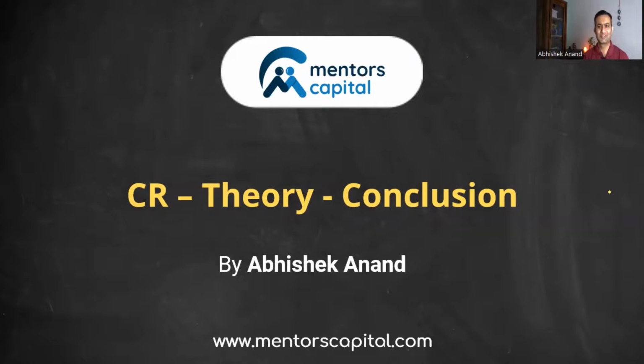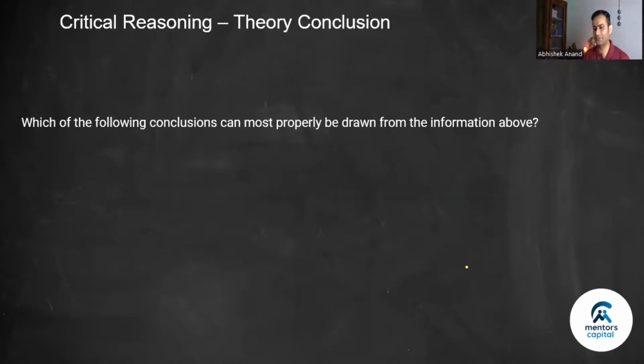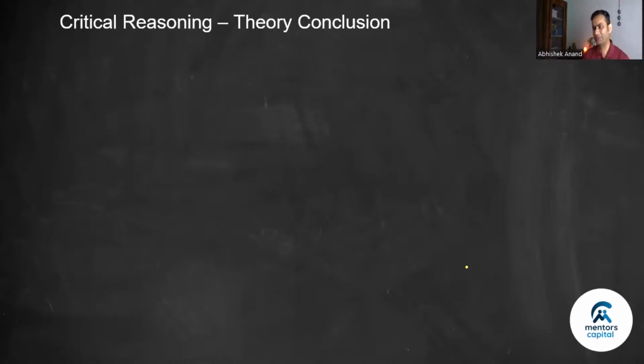Hello students, so in today's class I'll discuss the second type of CR questions, which is conclusion. In my first few classes I have discussed the theory of critical reasoning and the toughest part of critical reasoning, which is assumption questions. Today, I would be discussing the simplest type of CR, which is conclusion. Typically, the question is asked in this format: which of the following conclusions can most properly be drawn from the information above.